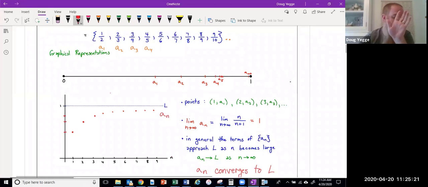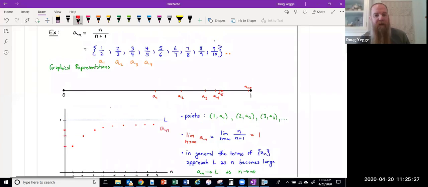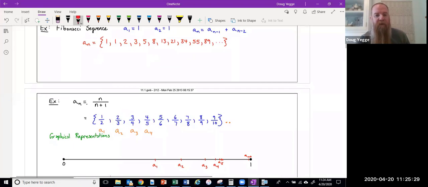So that's basically it. That's really all a sequence is. A sequence is nothing more than just a formula that tells you how each of the terms in the sequence are related to each other. And our job is to determine whether or not this sequence ends up going off to infinity or whether it ends up staying around, approaching some particular number. Okay?